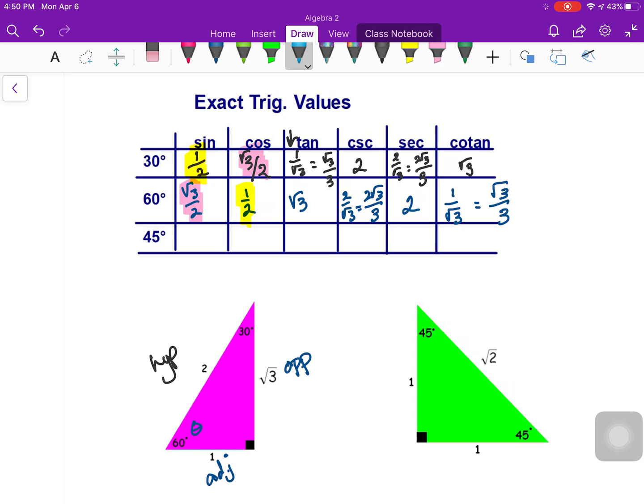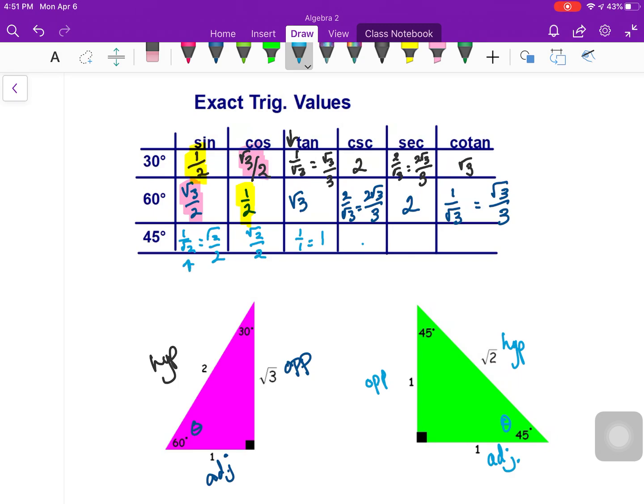Okay, let's try our 45, 45, 90. So across from the 45 is 1, across from 45 is 1, across from the 90 is square root 2. So this is my theta. This will be my opposite, my adjacent, and my hypotenuse. So sine, opposite over hypotenuse, is 1 over square root 2, which simplifies to square root 2 over 2. Cosine, adjacent over hypotenuse, is still 1 over square root 2. So that is also square root 2 over 2. Tangent, opposite over adjacent, is 1 over 1, which is 1.